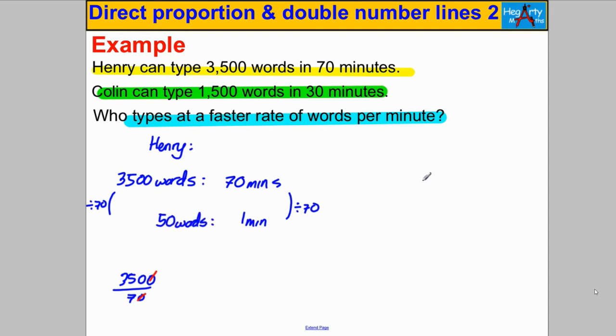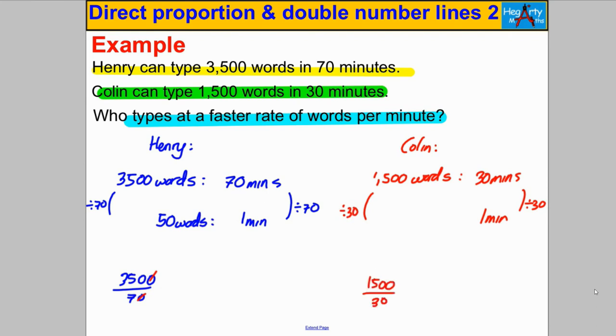Let's go off and see how well Colin's doing. So Colin's over here. Colin, on the other hand, is doing 1,500 words, 30 minutes. Right? So let's try and work out how much he does each minute. We're going to have to divide by 30 here. And if you do 1,500 divided by 30, you can divide the top and bottom by 10, and 150 divided by 3 is actually 50 again. So he does 50 words per minute. So the question is, who types faster? And the answer is they type at the same rate.